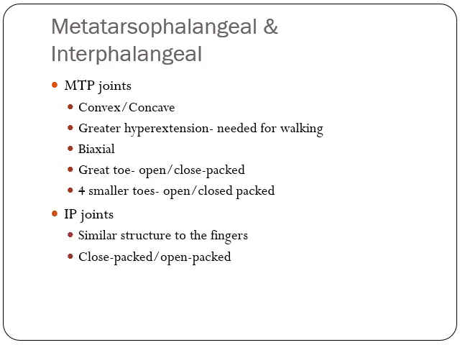Now we look at the interphalangeal joints. Again, structure very similar to the fingers. And much like the fingers, at the great toe, for instance, like the thumb, you only have an IP joint. In the four lateral smaller toes, you have a PIP and a DIP. The IP joints, the closed and open packed position, are all the same. So the closed is going to be full extension, open is going to be slight flexion.